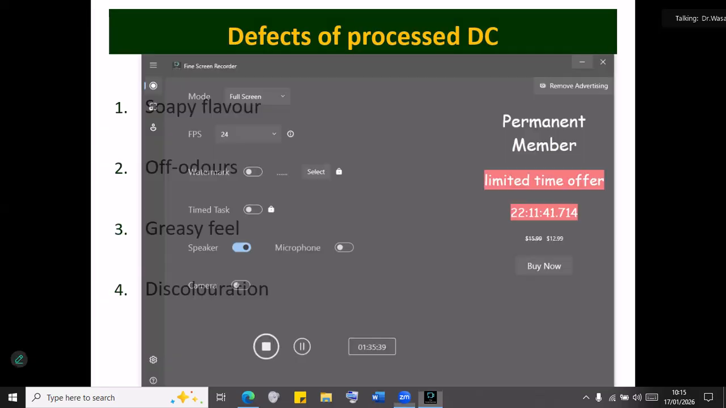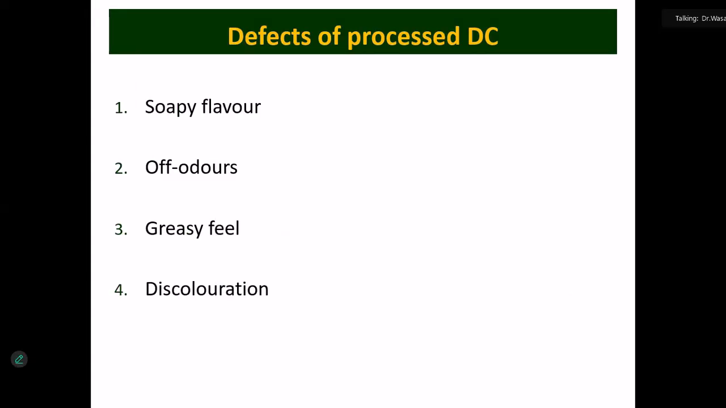Poor quality, a deficiency in quality. Defects of process DC. After the DC is made, due to some mistakes during the production process. Number 1, soapy flavor.